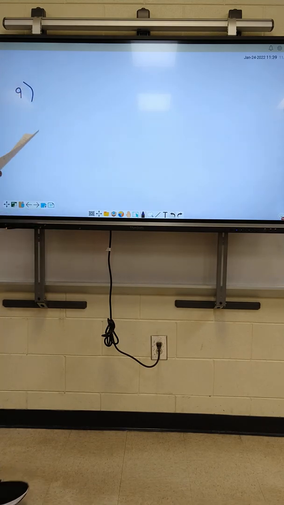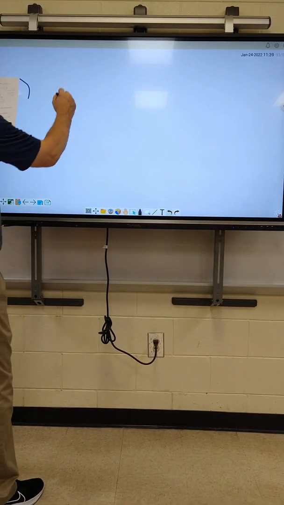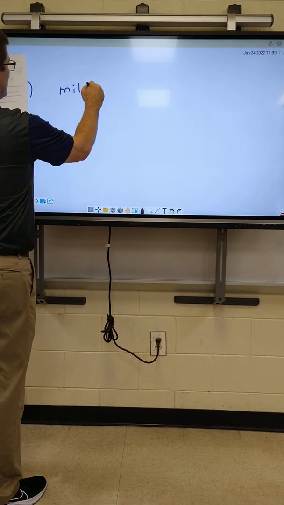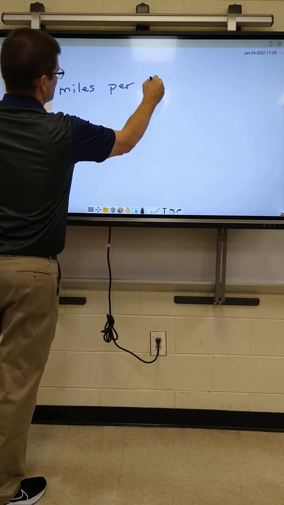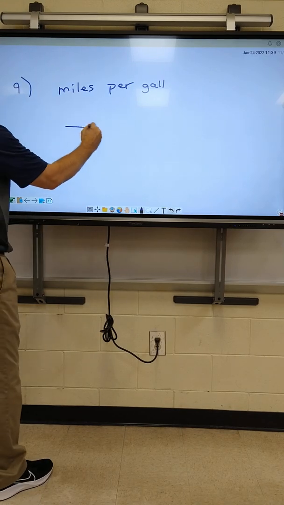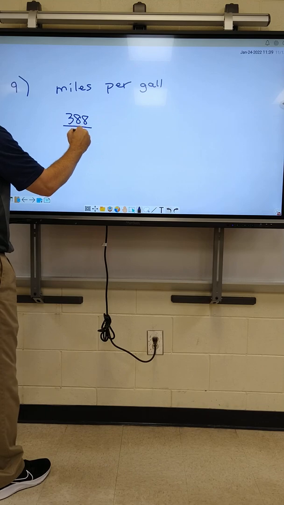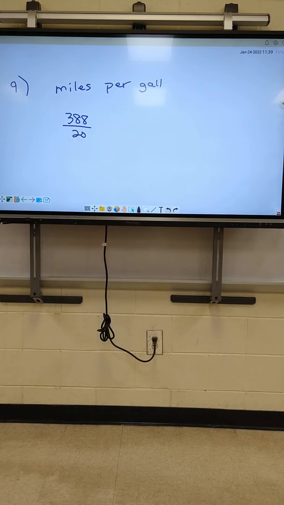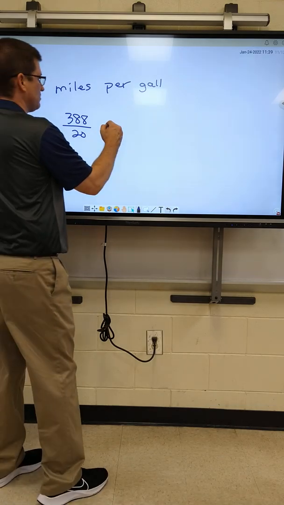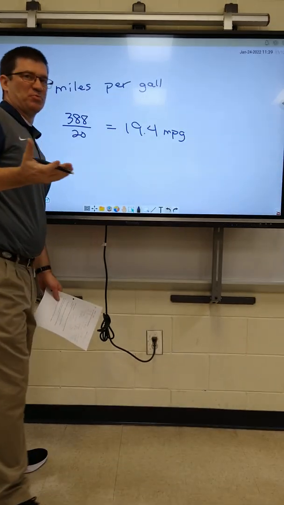All right, number 9. Ronald drives 388 miles on 20 gallons of gas. What is his miles per gallon? So, what number gets divided by what? Take the miles first and divide it by the gallons. 388 divided by 20 is 19.4. 19.4 what? Miles per gallon. You can just abbreviate it like that.